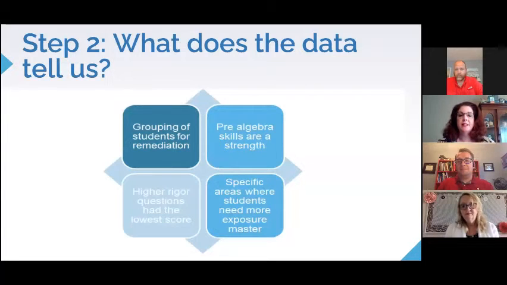So step 2 was, what does the data tell us? And the data tells us a multitude of things. It shows us that the pre-algebra skills are a strength. It shows the reviewer ways that these students could be grouped for remediation and some tier 2 and tier 3 intervention if needed. It did show us that the higher rigor questions had the lowest score, which might indicate that students need more practice with these. It shows specific areas and standards where students need more exposure in order to master that content.